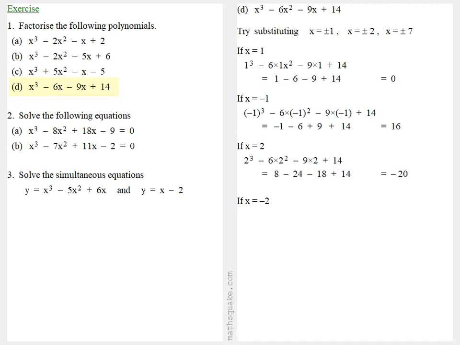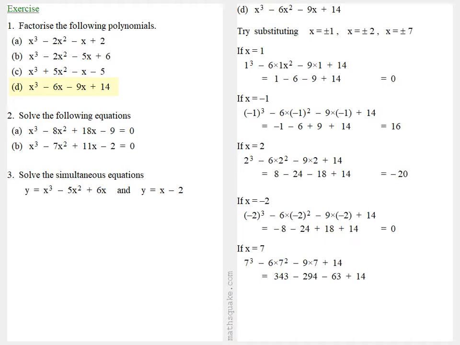If x is minus 2, we have minus 2 cubed minus 6 times minus 2 squared minus 9 times minus 2 plus 14, which is minus 8 minus 24 plus 18 plus 14, which equals 0. If x equals 7, we have 7 cubed minus 6 times 7 squared minus 9 times 7 plus 14, which is equal to 343 minus 294 minus 63 plus 14, which equals 0.